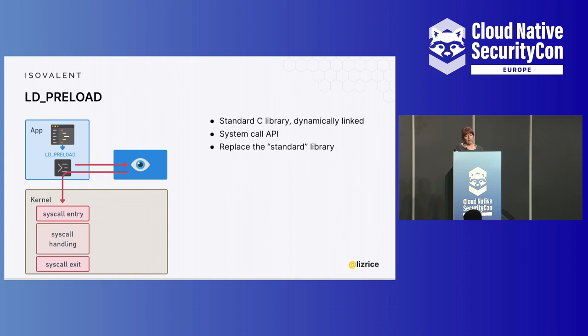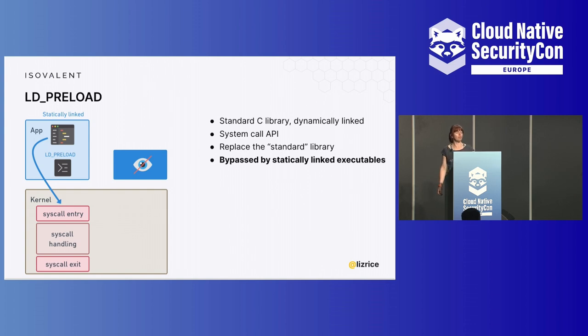And that's all well and good, except for if you're using statically linked applications. For example, if you're using Go applications, they don't use the standard C library. They have their own statically linked interface to syscalls. So LD preload is a perfectly valid way of trying to intercept what the user space application is asking your kernel to do, but it can be pretty easily bypassed, especially these days with lots of Go applications.